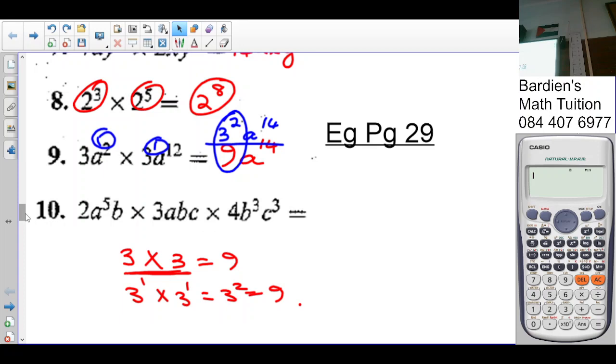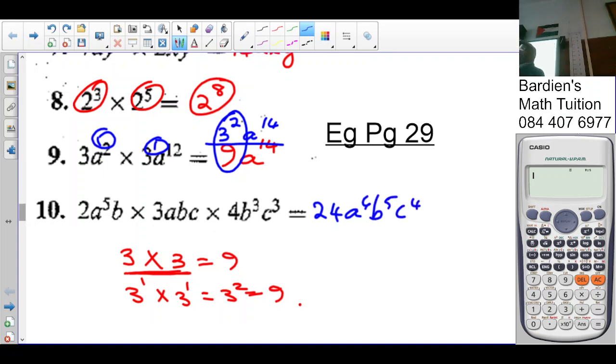Right, what's your answer to number 10? 24a to the power 6, b to the power 5, and c to the power 4. So we just get it right here. You got 12 is 24. a to the 6, b to the 5, c to the 4. Is that what you say? Who got that answer?